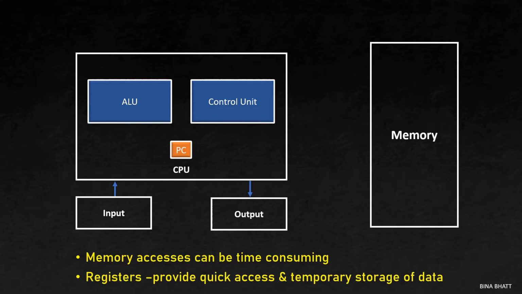It is used by the control unit to access the address of the next instruction. Next is the instruction register. This, as its name implies, is used to store the current instruction.